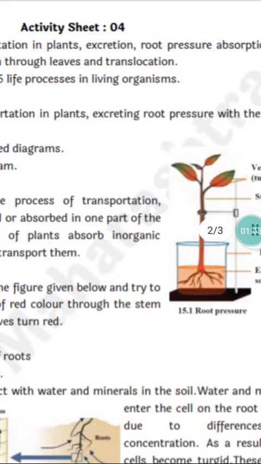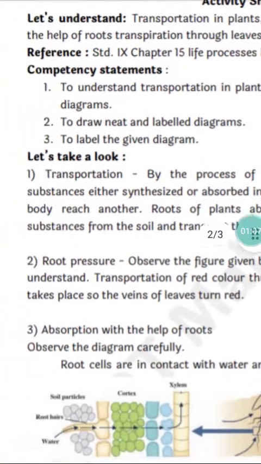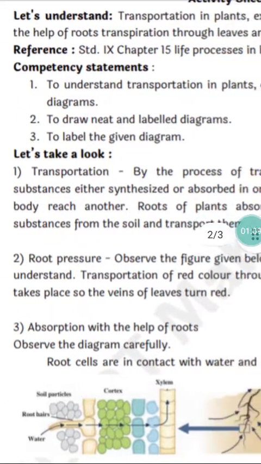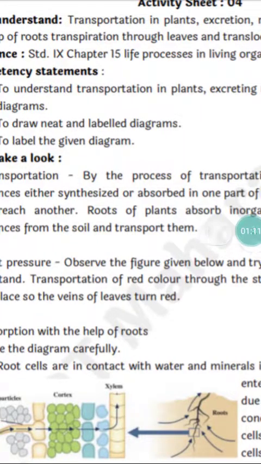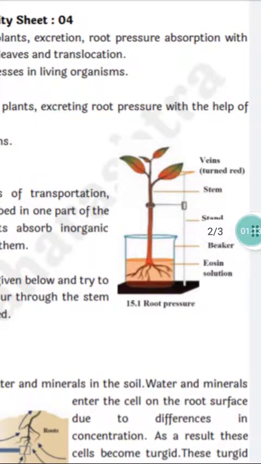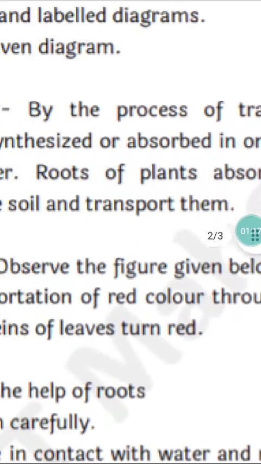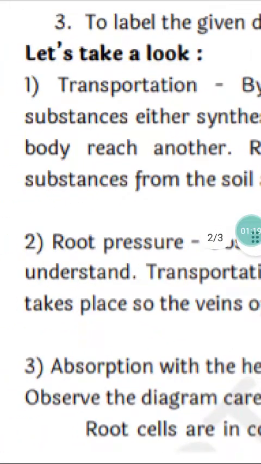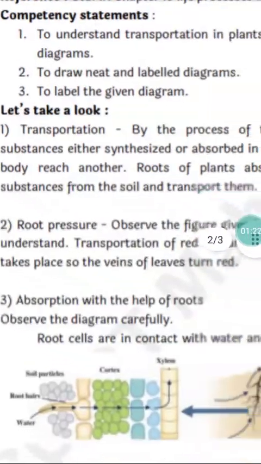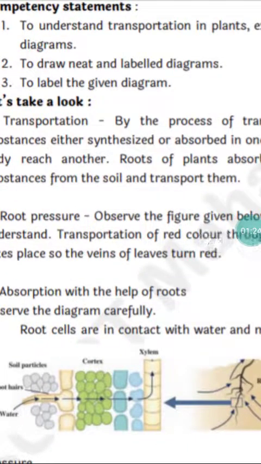Transportation of a red color through the stem takes place, so the veins of the leaves turn red. You can see in this diagram the veins turn red, and this process is called root pressure. Absorption with the help of roots.